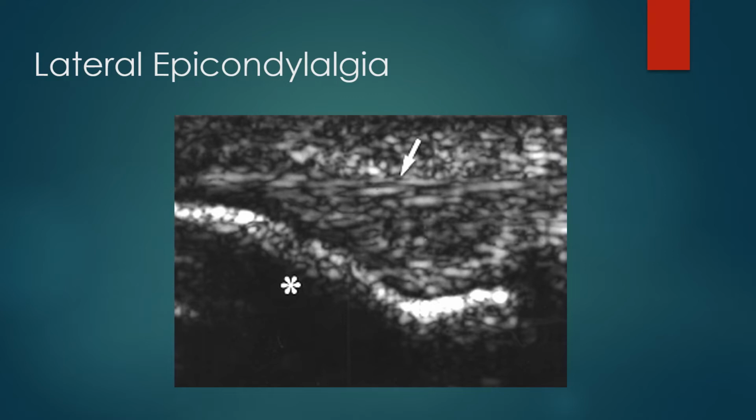This longitudinal sonogram shows a normal common extensor origin, which is indicated by the arrow. And you can tell that it's normal because it has a uniform band of tendon fibers that are running closely in parallel towards the lateral epicondyle, which is indicated by the asterisk.